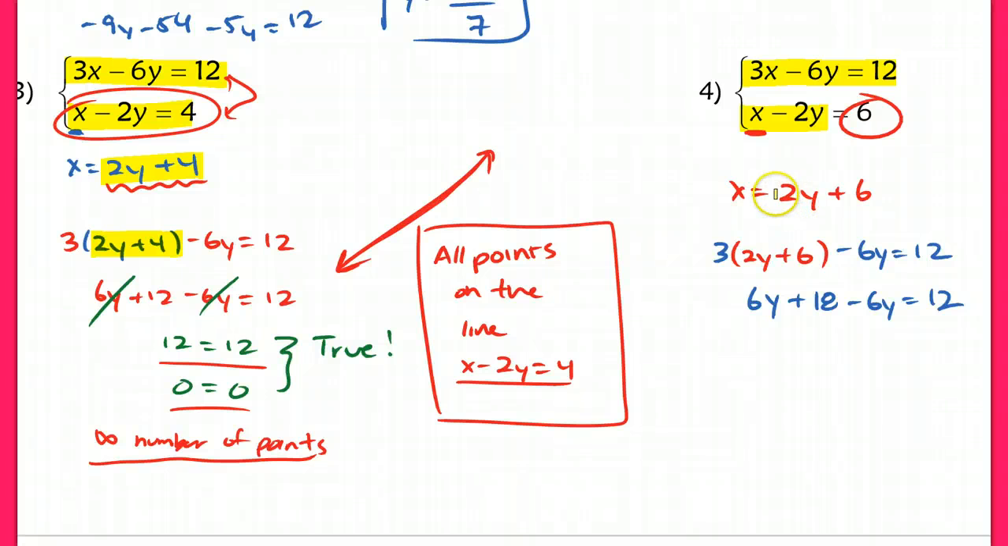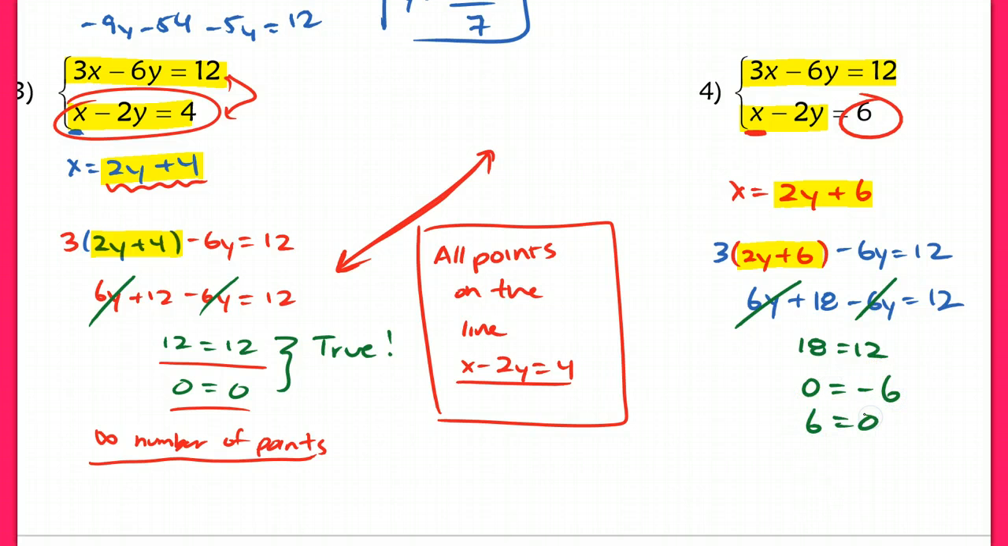Now, after plugging 2y plus 6 into the other linear equation, I end up with this linear equation left over here. If I simplify, I end up with 18 equals 12. Of course, you could have also subtracted the 18 first, in which case you would get 0 equals negative 6, or 6 equals 0. Those could all be statements that you would get from this equation.